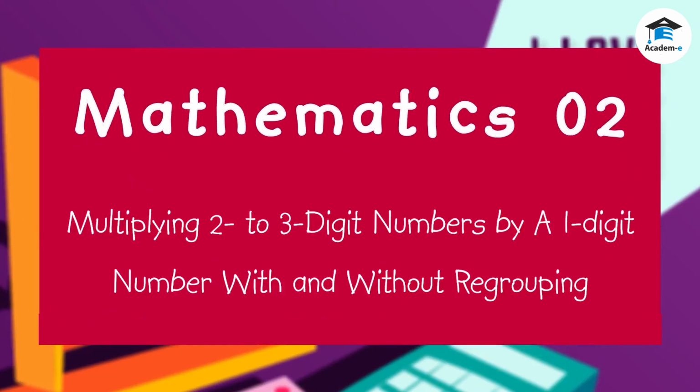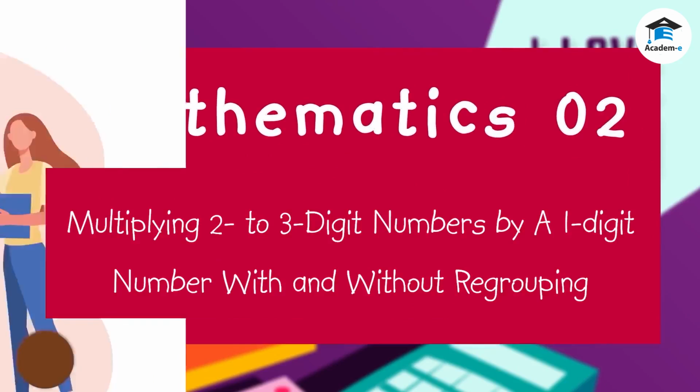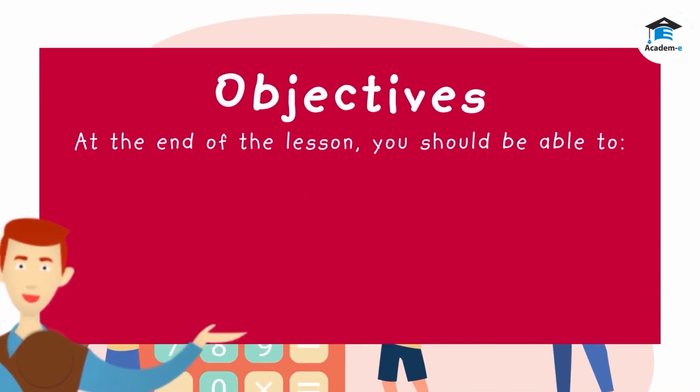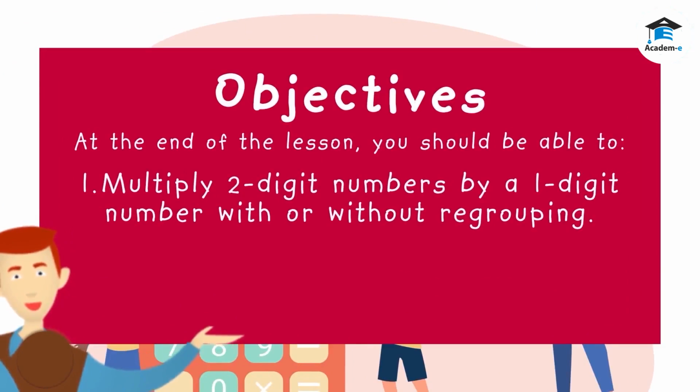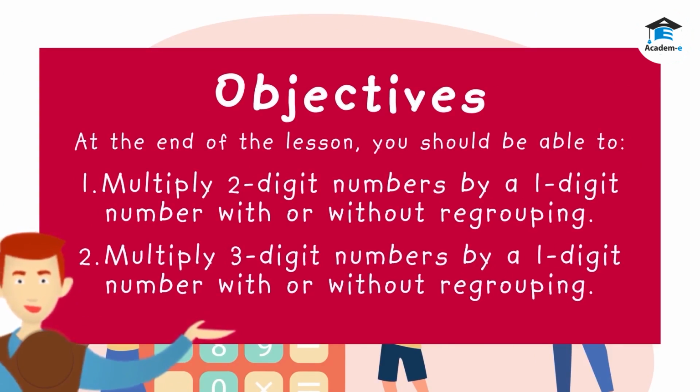Mathematics 2: Multiplying 2- to 3-digit numbers by a 1-digit number with and without regrouping. Objectives. At the end of the lesson, you should be able to: 1. Multiply 2-digit numbers by a 1-digit number with or without regrouping. 2. Multiply 3-digit numbers by a 1-digit number with or without regrouping.